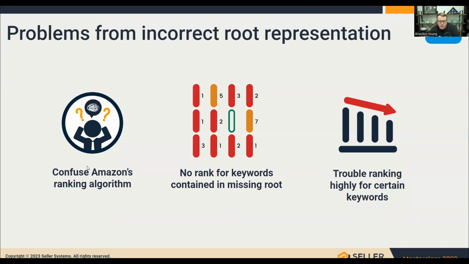Another thing is that you'll have no rank for the keywords contained with the missing root. You'll see on the master keyword list, you've got the green, and we saw that when we looked at the example before, and I can show you again with the dog bed. And then you'll have trouble ranking highly for certain keywords. Remember, you can't unlock that bank account and rank if you don't establish that relevancy.